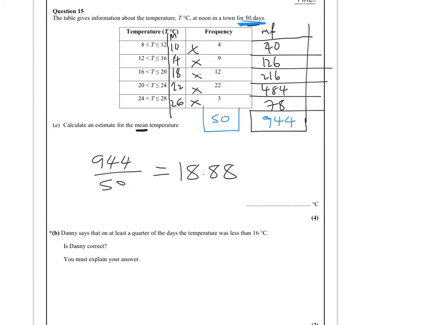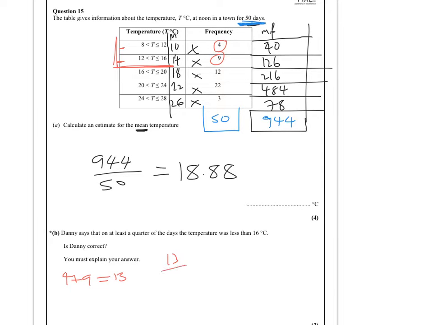Part B. Danny says that on at least a quarter of the days the temperature was less than 16 degrees Celsius. Is Danny correct? Well, firstly we need to work out what proportion were less than 16 degrees Celsius. So the groups that are 16 degrees Celsius and below are the ones above that red line. So this first group and this second group, and the total there is 4 plus 9, so there were 13 days where the temperature was less than 16 degrees.